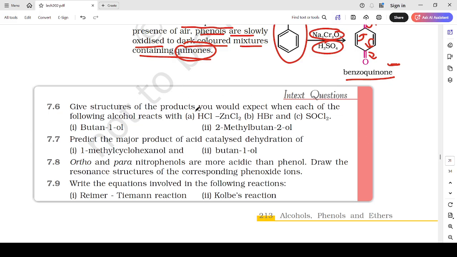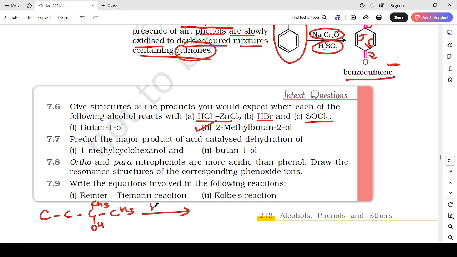Let's work out and give the structures and products you would expect when each of the following alcohols reacts with HCl in the presence of zinc chloride, HBr and SOCl2. Let us do 2-methyl butan-2-ol. First build the structure: 1, 2, 3, 4. At the second position I am having OH. At the same second position, I am having CH3 as well. So this is the structure of it.